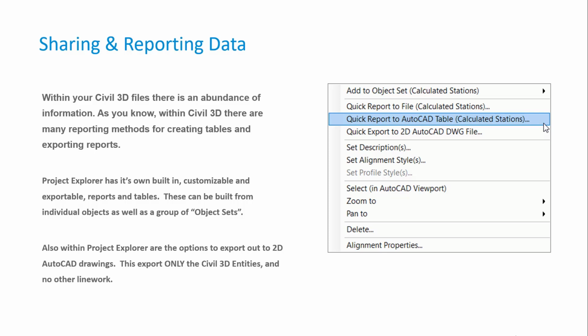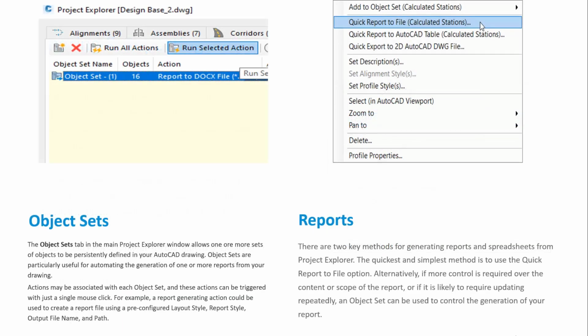You can set up object sets, which we'll do here in a moment. We'll set up a set, so it's going to report on multiple things, maybe comparing an alignment to a pipe, for example. So those are all customizable and savable. And then also other ways of sharing that data is you can quickly export out to a 2D DWG. That just exports out the Civil 3D entities, but it will get your pipe network, surfaces, and so forth, out to a 2D AutoCAD drawing. Pretty simple. We'll go ahead and start with the object sets.